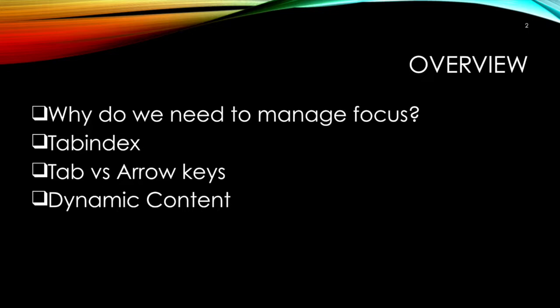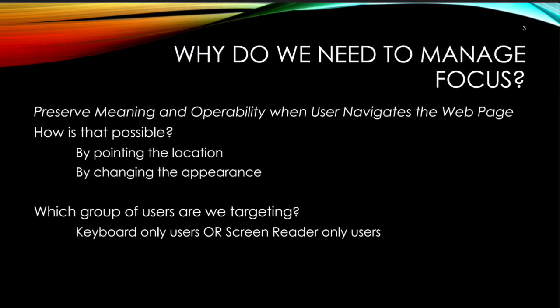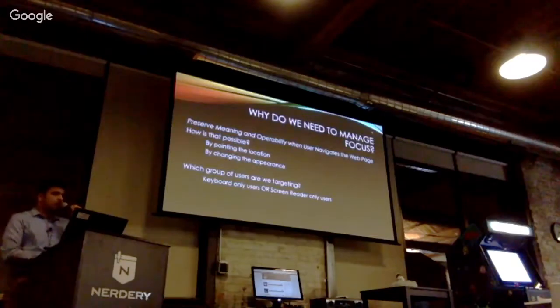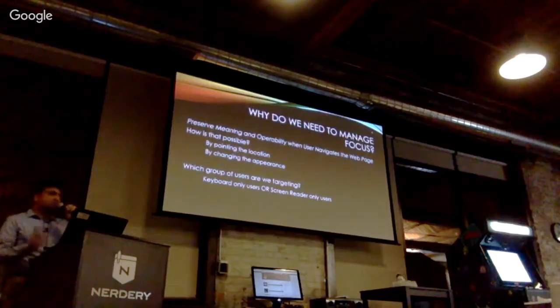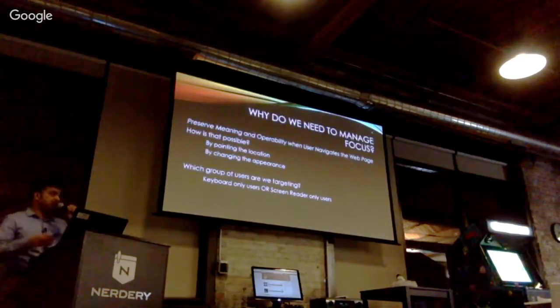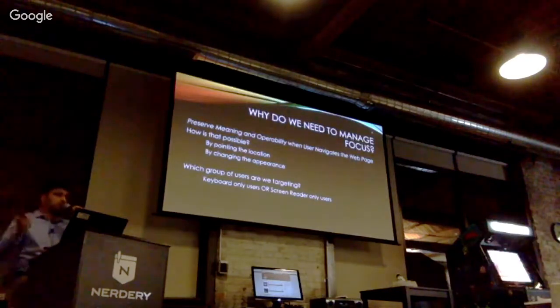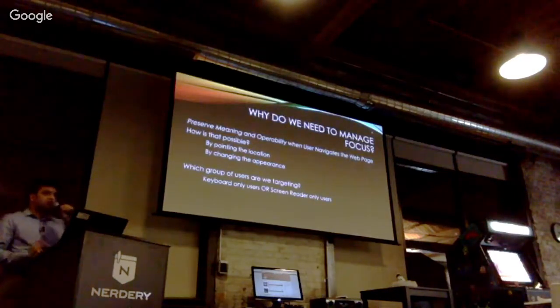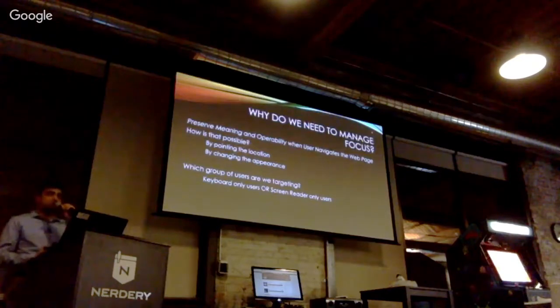And dynamic content. Dynamic content is when some content shows up on a website as a result of an action. Like I said earlier, why do we need to manage focus? It's just to preserve meaning and operability when the user navigates the web page. There are different kinds of apps. There's a single page application, and there's an application which just has multiple different pages. So we need to preserve the meaning. We just don't want people to get lost.